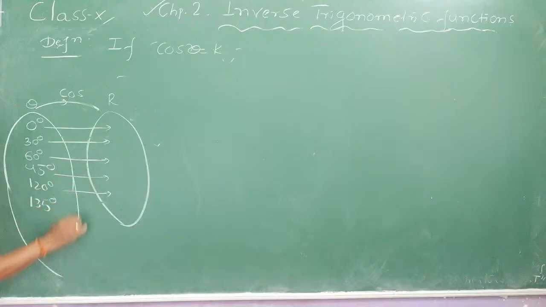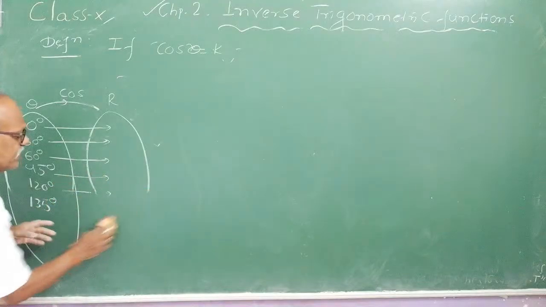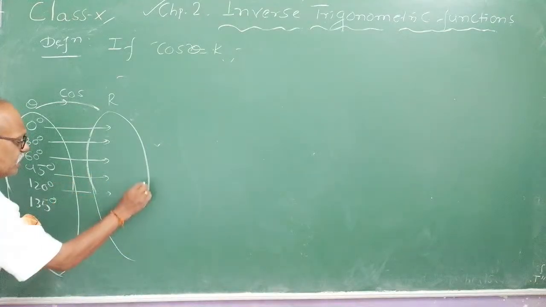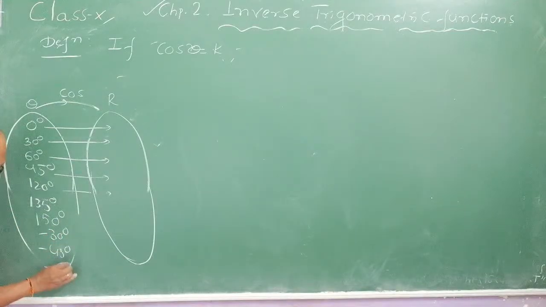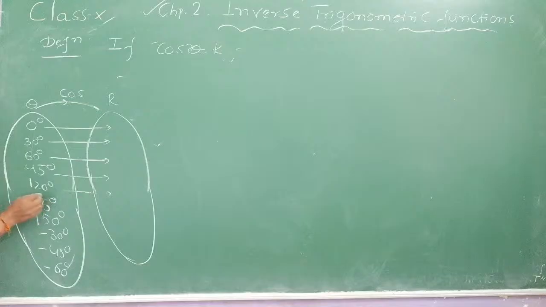You will understand the meaning of, first of all, you have to understand the concept, why it is restricted. Don't byheart the restrictions. You understand it. 135 degree. Then you can take 150 degree. Then you can take minus 30 degree, minus 45 degree. You take minus 60 degree. Then you can take 90 degree.